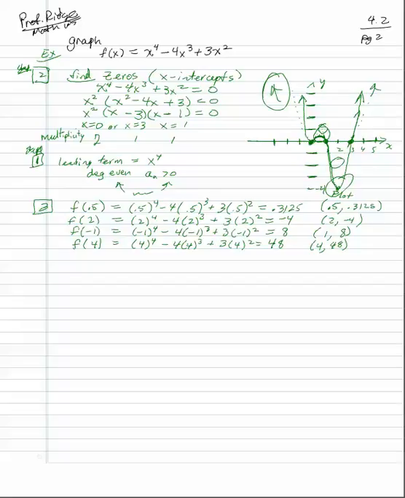I just want you to get the basic shape, the idea. Okay, this is degree 4. The leading term test tells me what the ends are doing. Find the zeros, 0, 1, and 3. Know the multiplicity, so you know if it bounces or goes through.